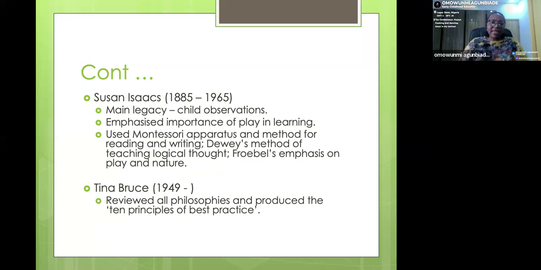Okay, yes. Susan Isaacs' main legacy, she was more like the one that birthed the concept of observation in early childhood education. She emphasized the importance of play and learning also. She used Montessori apparatus and method for reading and writing. So in other words, Susan Isaacs came after Maria Montessori's method started, but she had that legacy when it comes to child observations.